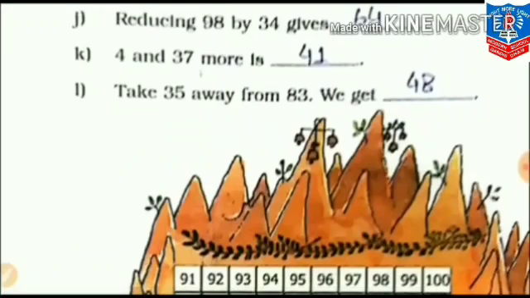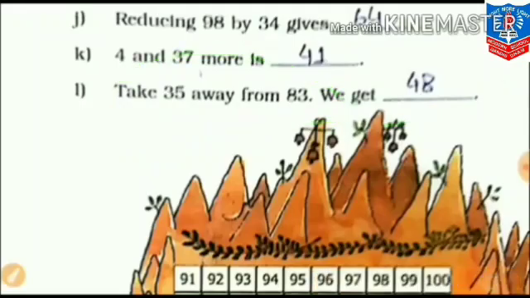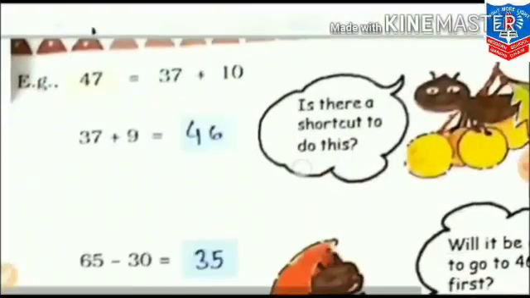More means to add. Take 35 away from 83, we get 48. How? 83 minus 35. Take away means from what is there, take it away. 5 cannot be taken from 3, so we borrowed from here. 13 minus 5 is 8. 7 minus 3 is 4. 48 is the answer. Now turn your page.